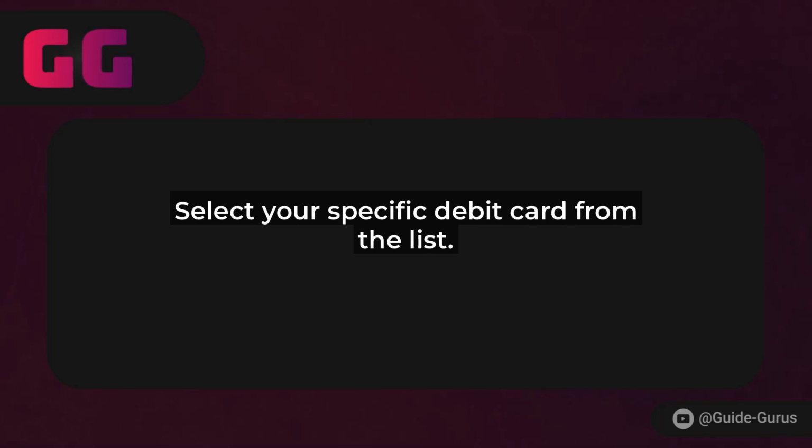Now, navigate to the main menu. You'll typically find a section labeled Cards or Accounts. Tap on that to see your linked debit cards. Select the specific card you want to view details for. Greenlight makes this simple with clear icons and labels.